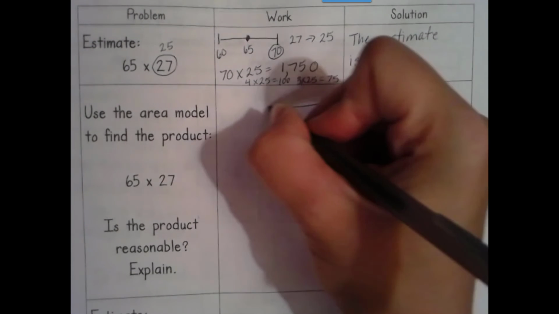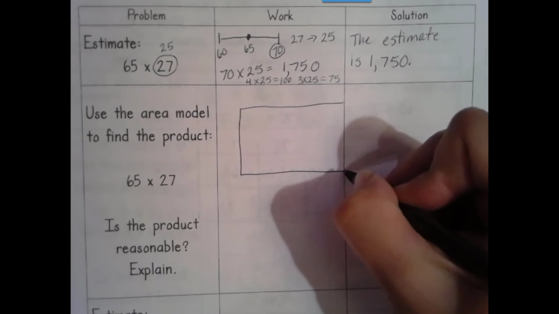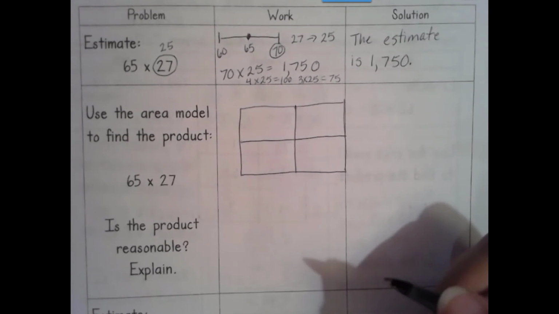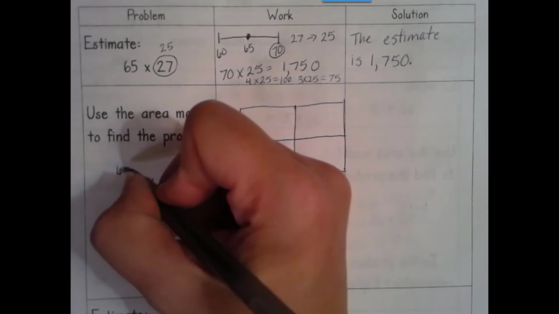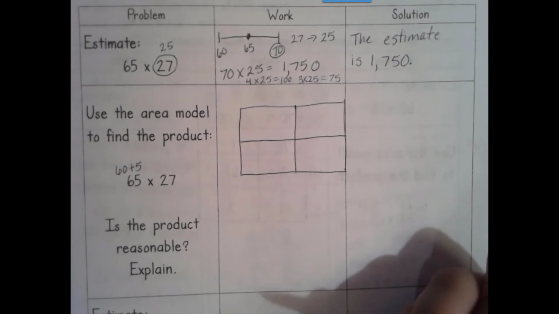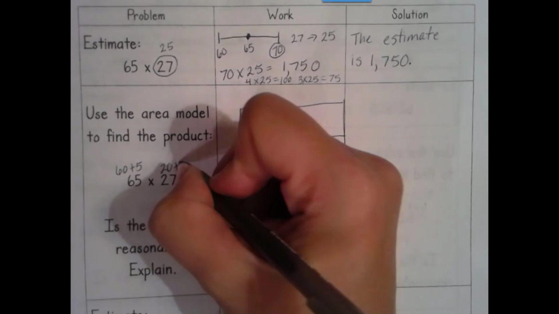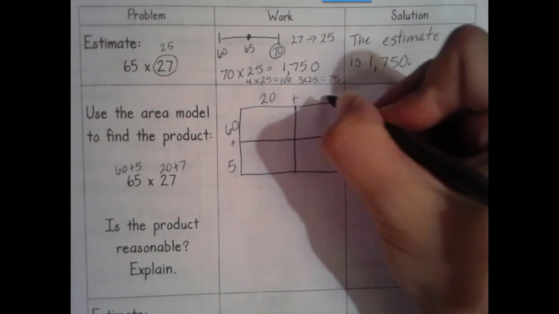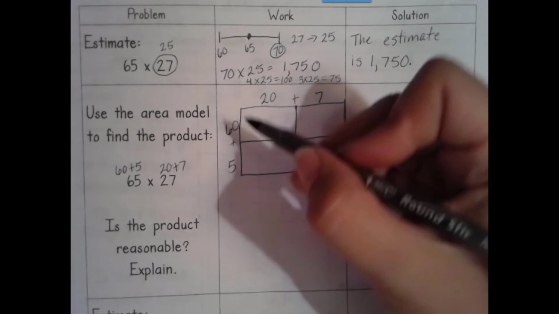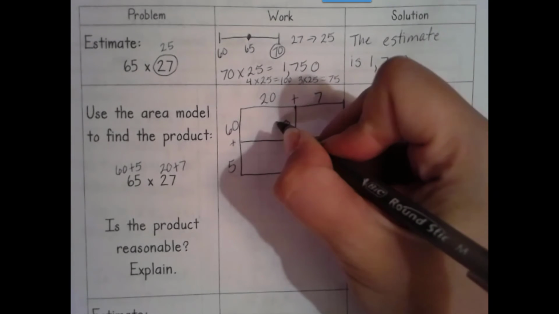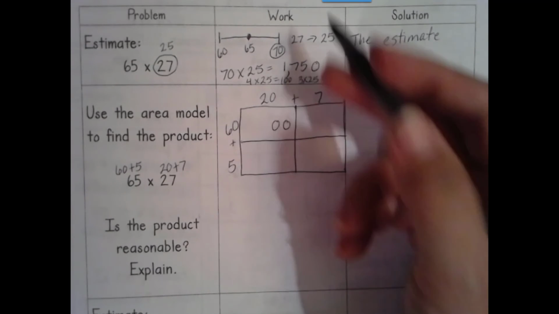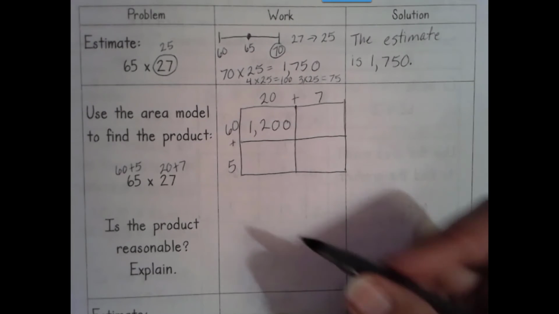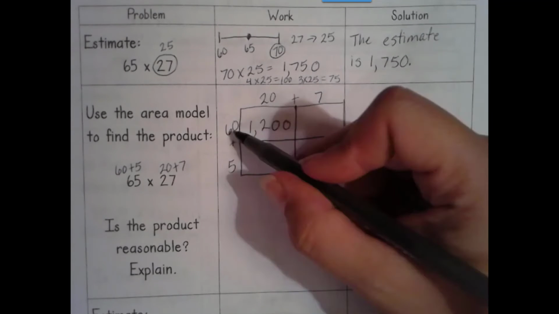Okay, now our area model. I'm going to go ahead and break these apart into their expanded form. 60 plus 5, 20 plus 7, that's 60, 5, 27. So here we have 1, 2 placeholders, moves it over 1, 2 places. 6 times 2 is 12. 1, 2, 3, comma. So that's our first outside, because we're doing that distributive property here.